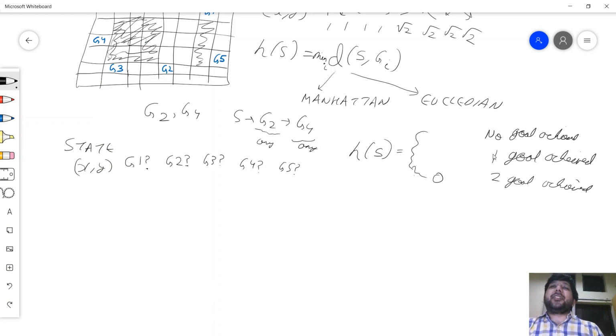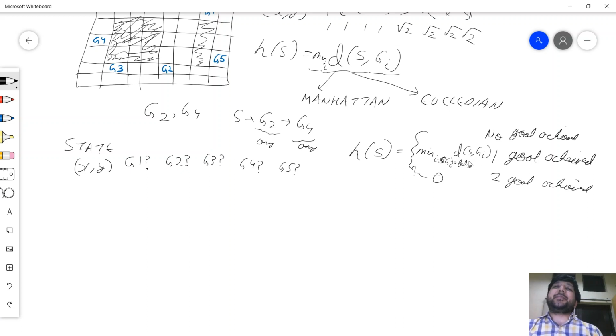If one goal has already been achieved, then you go on to the previous heuristic function. It's all about getting one goal out of multiple options, only considering the goals which have not been achieved. So it is the minimum of the distance between S and Gi, of course for all i, such that Gi is false in the state.